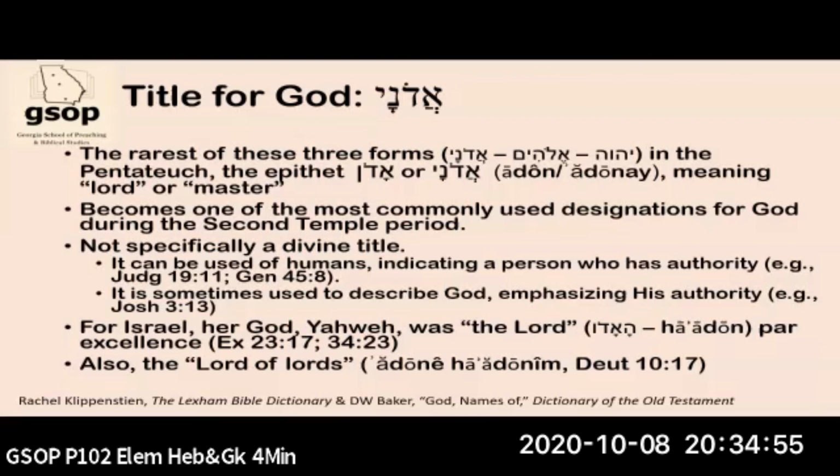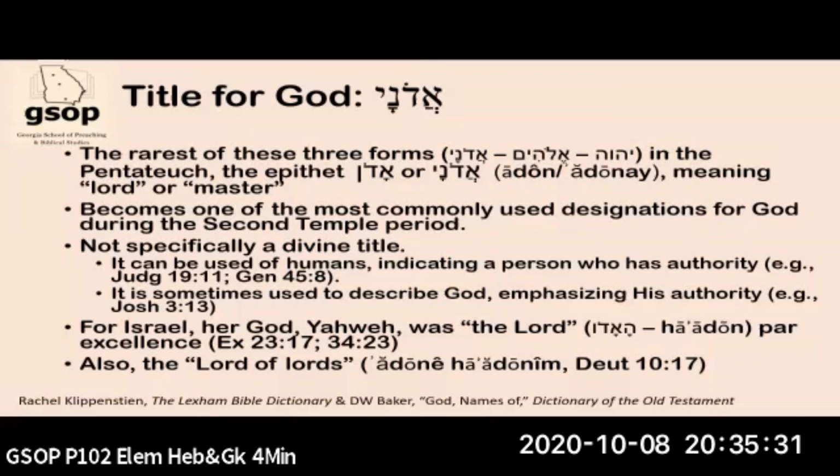But also Adonai is not specifically or uniquely a divine title for God or Lord. It can be used of humans, indicating persons who have authority, such as in Judges 19 or Genesis 45. Sometimes it's used to describe God, emphasizing his authority, Joshua 3. Or it's used for Israel's God, Yahweh, as the Lord par excellence. Ha-Adon is what it says in the text, Exodus 23. And also the Lord of Lords, Adon Ha-Adon, in Deuteronomy 10 and verse 17.